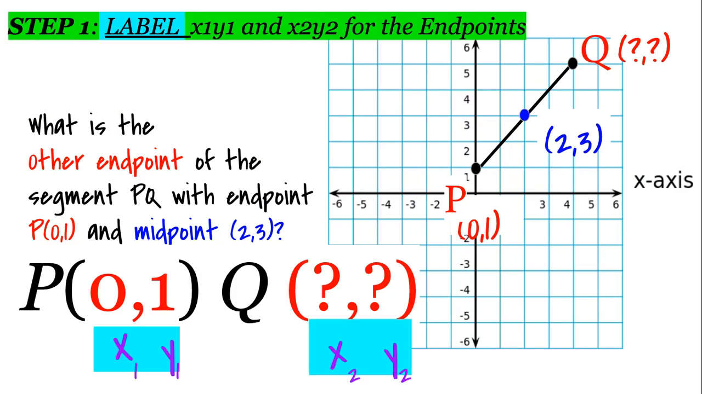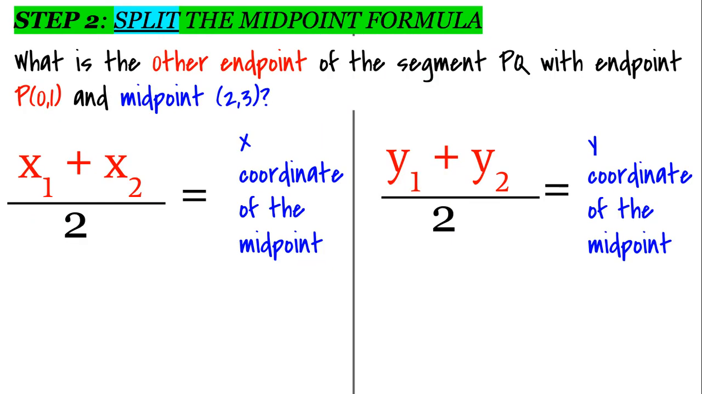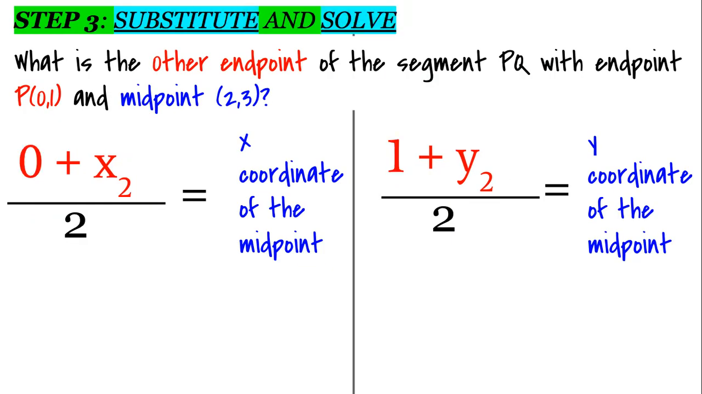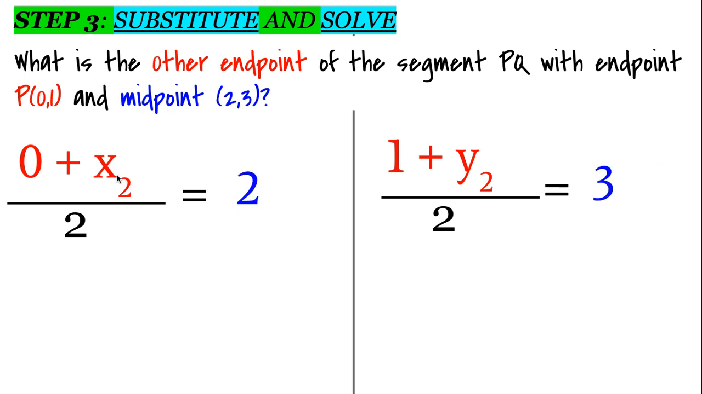So watch what happens when we start substituting in to find our other endpoint. We're labeling x1, y1, x2, y2. We're substituting what we have. Here's our x1 and our y1. And we're leaving our x2 and our y2 as variables. We're making this side of the equation equal to the x-coordinate of the midpoint. We're making this part of the equation, our y part of the equation, equal to the y-coordinate of that midpoint.